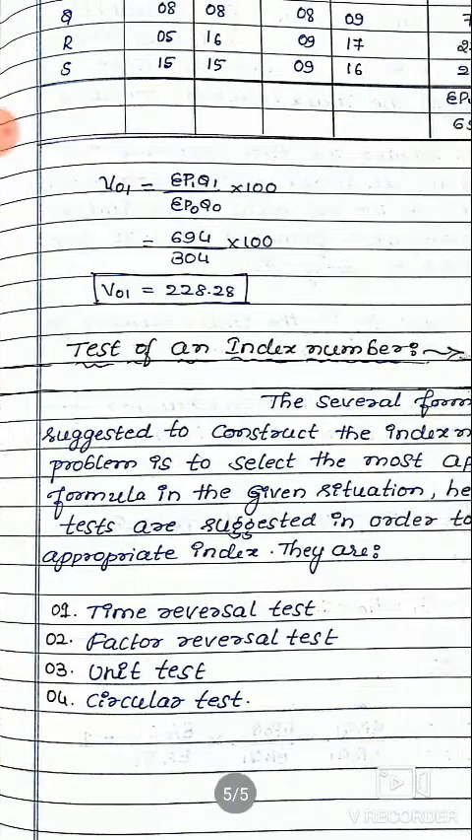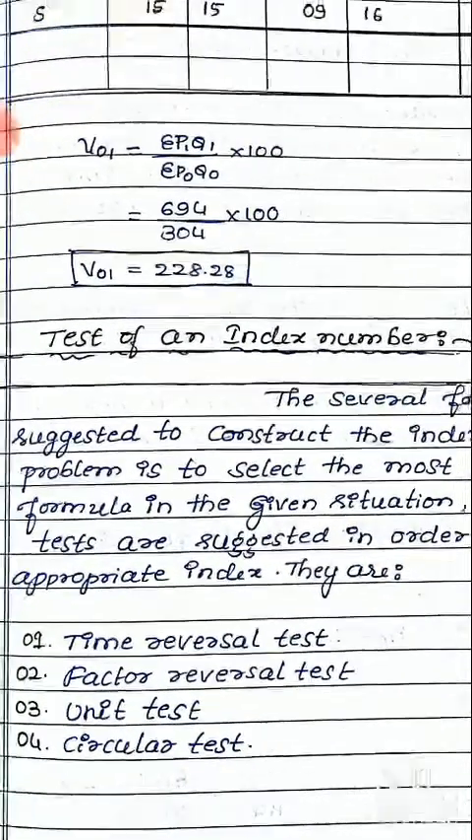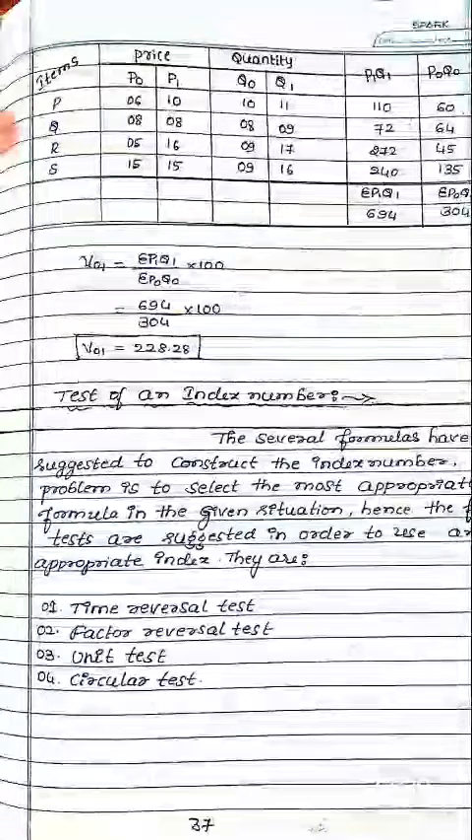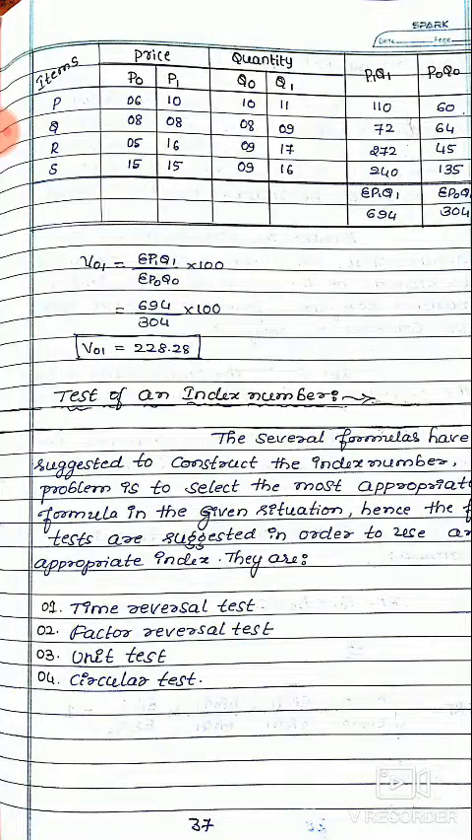Now apply the formula. So V01 is equal to sigma P1 Q1 divided by sigma P0 Q0 into 100. Sigma P1 Q1 is equal to 694 and sigma P0 Q0 is 304, into 100, you will get 228.28. So this is all about the value index number.